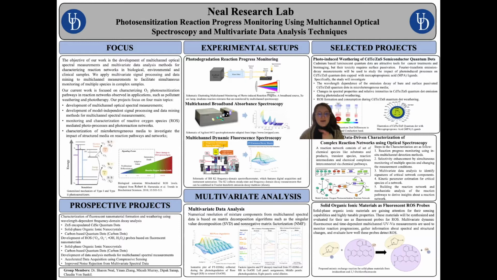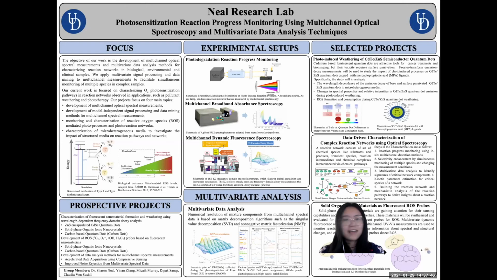Another setup right here uses multi-channel broadband absorbance spectroscopy, which is taken on our lab's Agilent 8452 spectrophotometer for UV-vis measurements. A cuvette containing the reaction mixture is placed in the instrument, and spectra are taken on the amount of light absorbed and transmitted by the sample. The last setup, down here, used most often in our lab, is multi-channel dynamic fluorescence spectroscopy, which uses our ISS K2 frequency domain spectrophotometer. The K2 can collect steady state and frequency domain decay measurements that we combine into Fourier transform emission decay matrices for analysis.